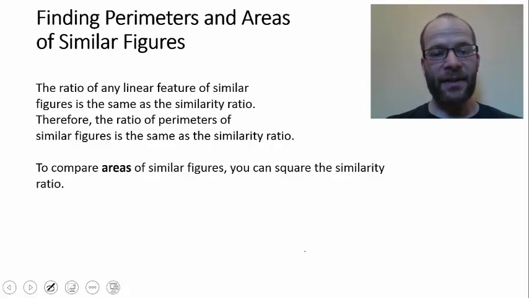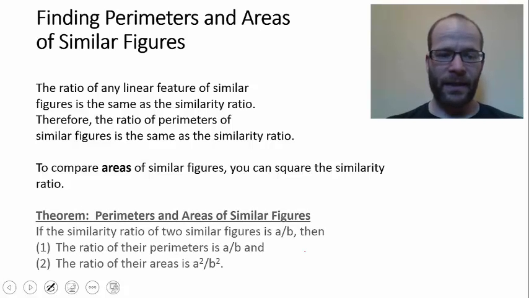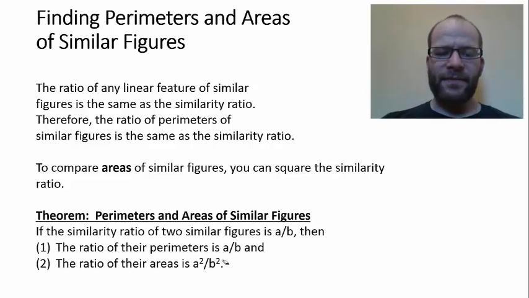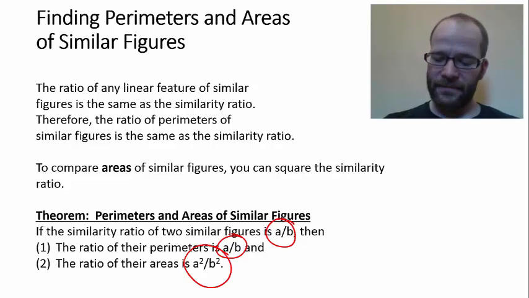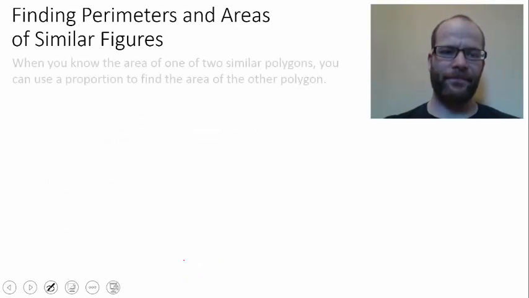When we compare areas of similar figures, again, we just square the similarity ratio. Very simple. Here's the theorem. If the similarity ratio of two similar figures is A over B, then the ratio of their perimeters is A over B, and the ratio of their areas is A squared over B squared. Let's look at an example.